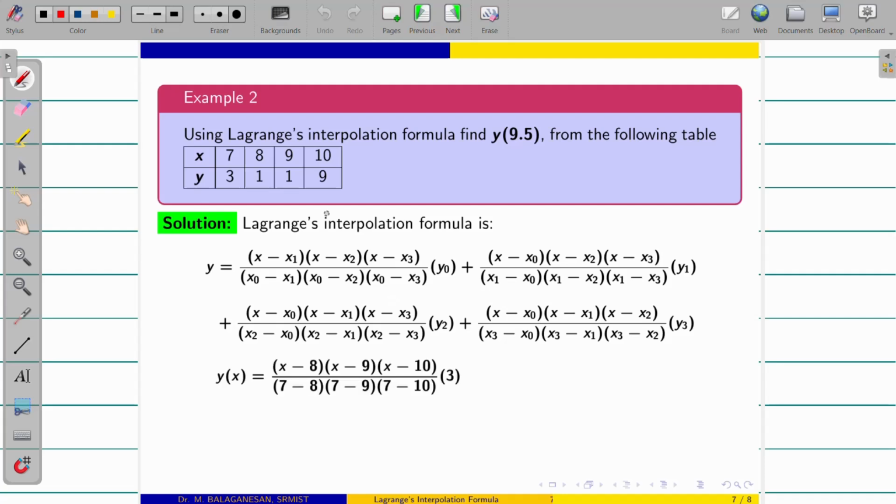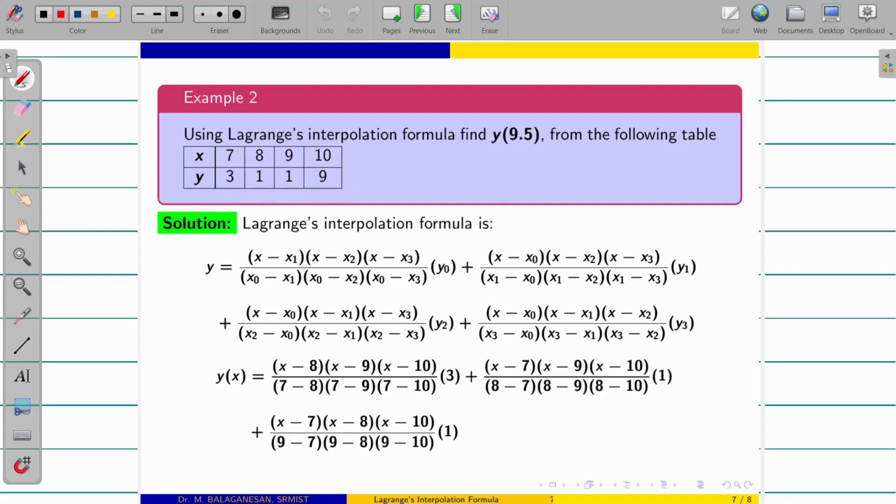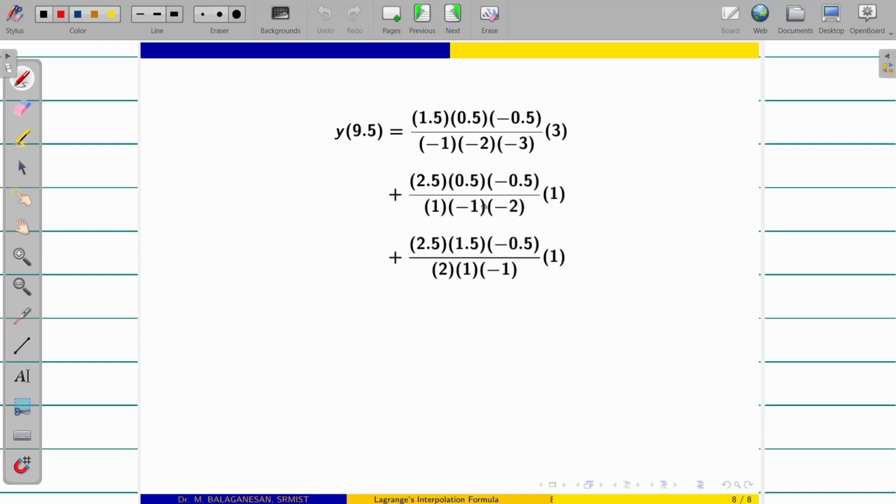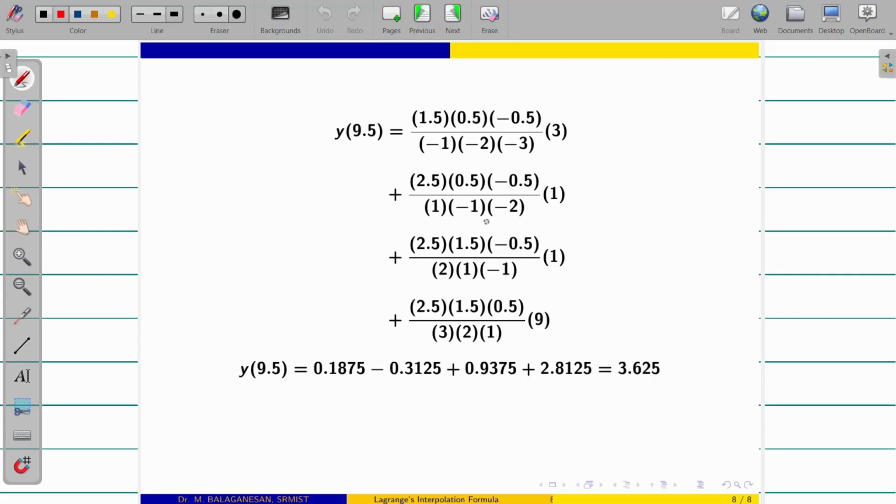Now substitute the values: x0, x1, x2, x3, y0, y1, y2, y3. As I told you in the previous problem also, you need not find any additional tables here. Directly we substitute in the formula. Substituted, we have 4 terms. Now replace x by 9.5. So the final answer is y of 9.5 is 3.625.